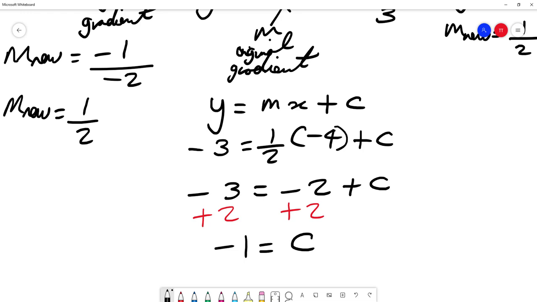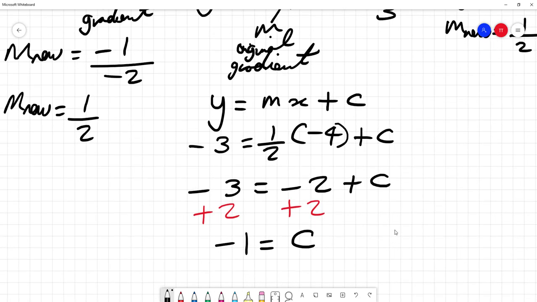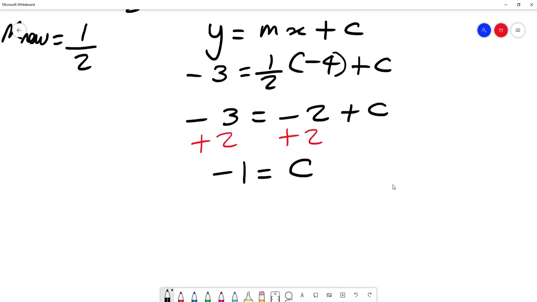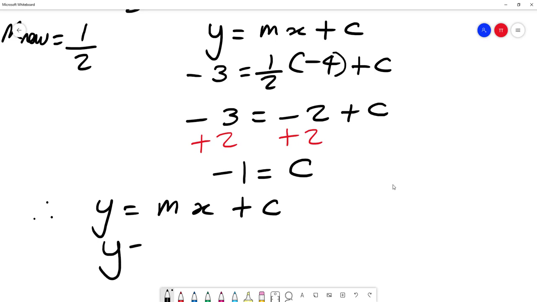So now we can write our final equation of the perpendicular line. So therefore, in the format of y equals mx plus c, y equals the new gradient of the perpendicular line, which is a half, so it's a half x minus 1, because that's the value we've got for c. And that's it.